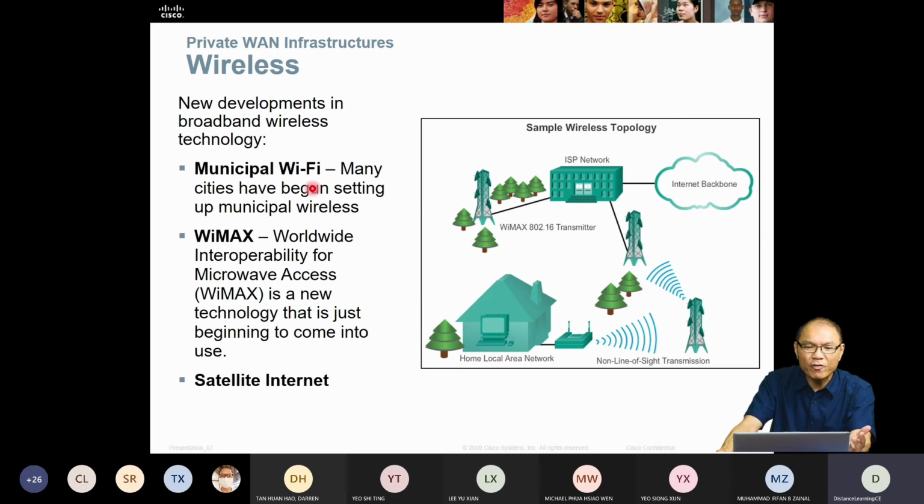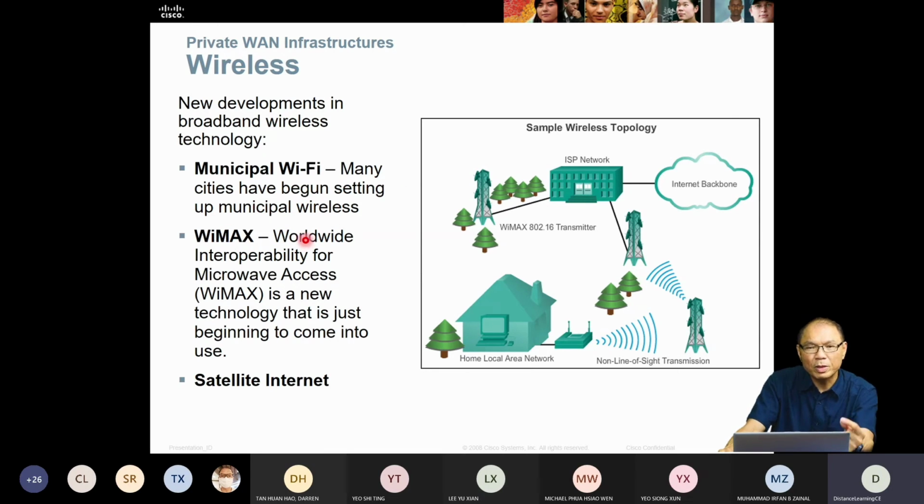Like today, Wi-Fi, we talk about Wi-Fi, we think that Wi-Fi only can serve our house. There is something called WiMAX and municipal Wi-Fi, which means that you don't need a Wi-Fi router inside your house. Your computer itself is able to detect a Wi-Fi network that is maybe broadcasted. Maybe we are in Simei, the Wi-Fi network is broadcasted in Tampines. So we are nearby. It's called municipal Wi-Fi. So this is something new in the broadband wireless technology.